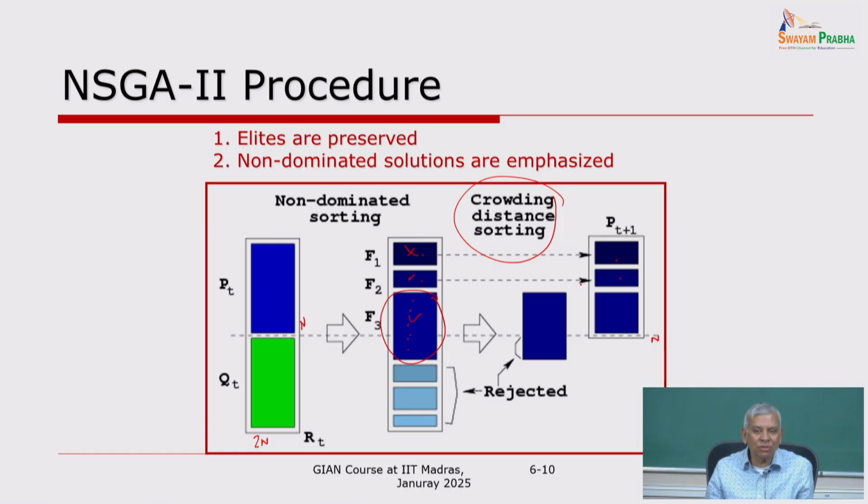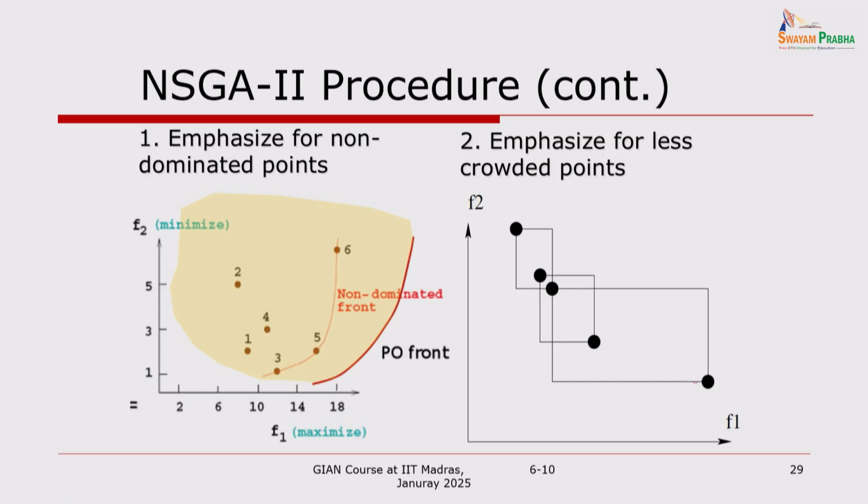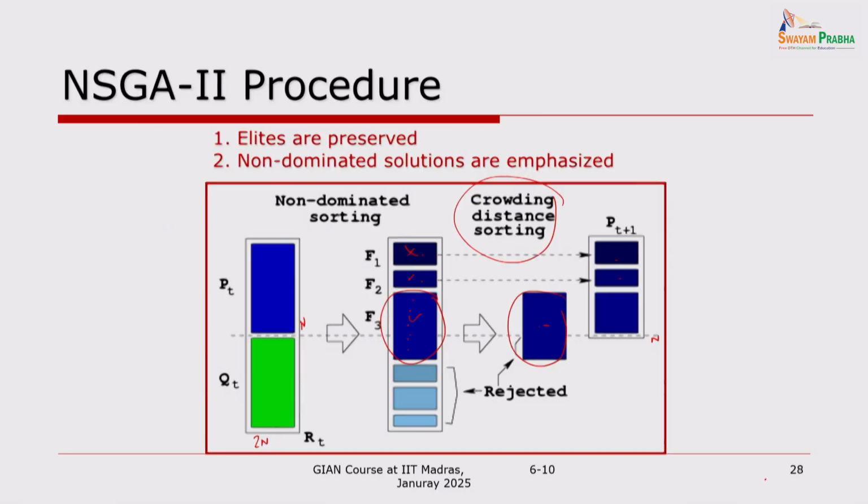But we haven't done anything about diversity preservation. Here is the chance I have. Out of this I need to choose, let's say 2 or 3, then I decide which 2 or 3 I choose so that the diversity of them is maximum. Let's say I've got these 5 points in my last set, this set.